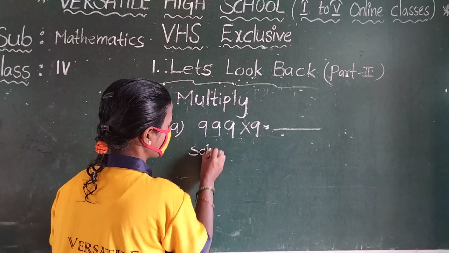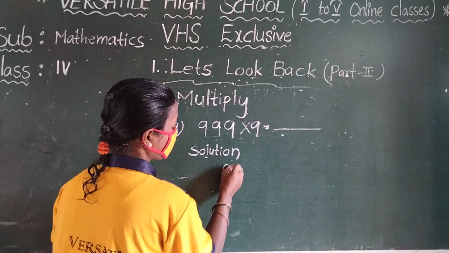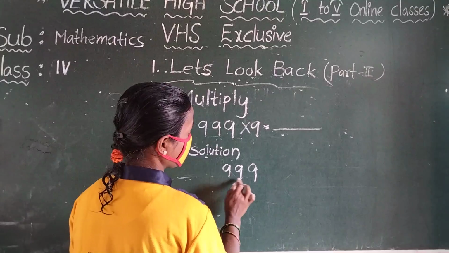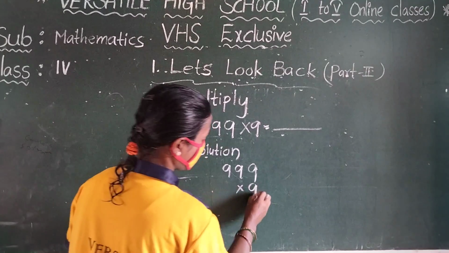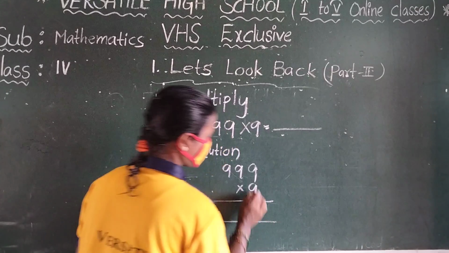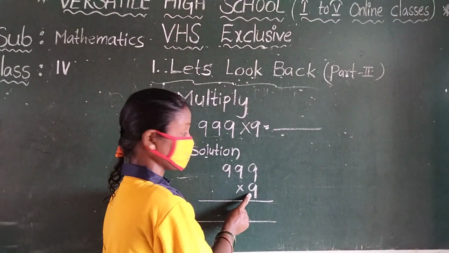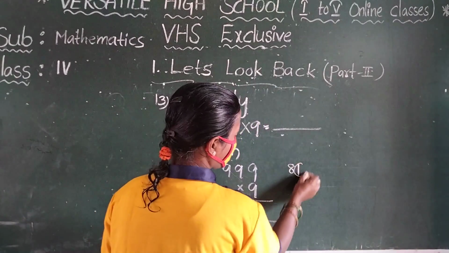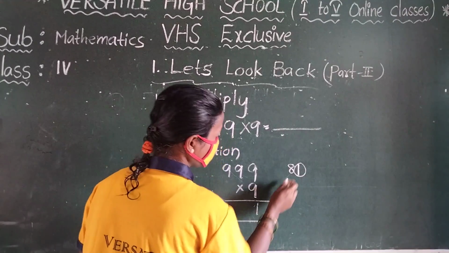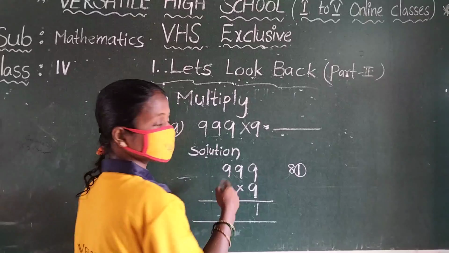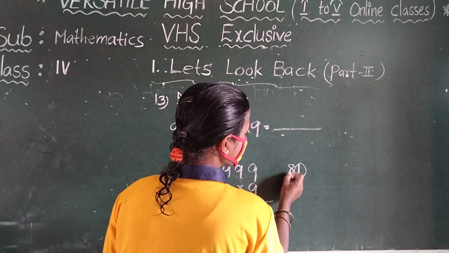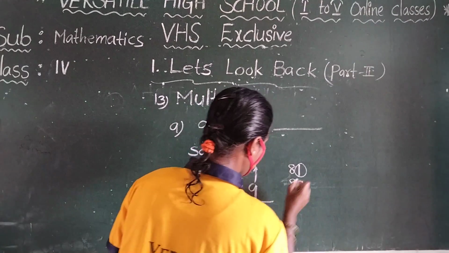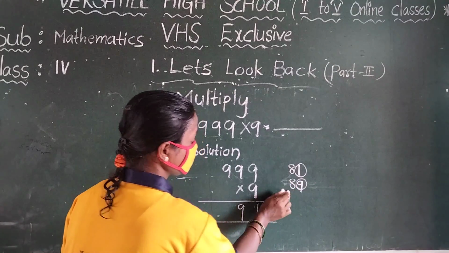9,999. Solution. What do you write first here? Solution. 9,999 into 9. 9 nines are, you read with only the table of 9. 9 nines are what? 81. Roughly you write 81. Here 8 is up, sorry, 1 is down, 8 is up. 9 nines also 81. 81 plus 8, what is that? 89. So you write 89. 9 is down, 8 is up.